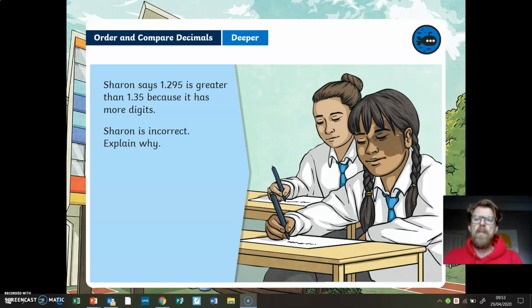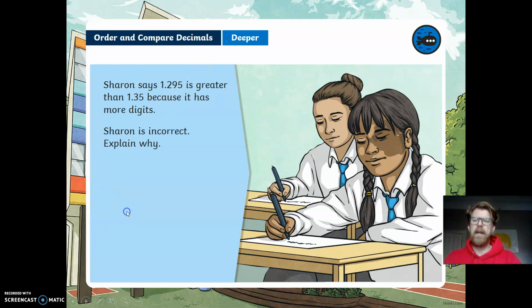So Sharon says 1.295 is greater than 1.35 because it has more digits. Well, hopefully most of you would have seen that when we're comparing numbers, we have to see where the difference is. So 1 and 1 is the same. And then we've got 3 tenths here and 2 tenths there. So 3 tenths is bigger than, is greater than 2 tenths. So we have to make sure that we recognize that 1.35 is the bigger.